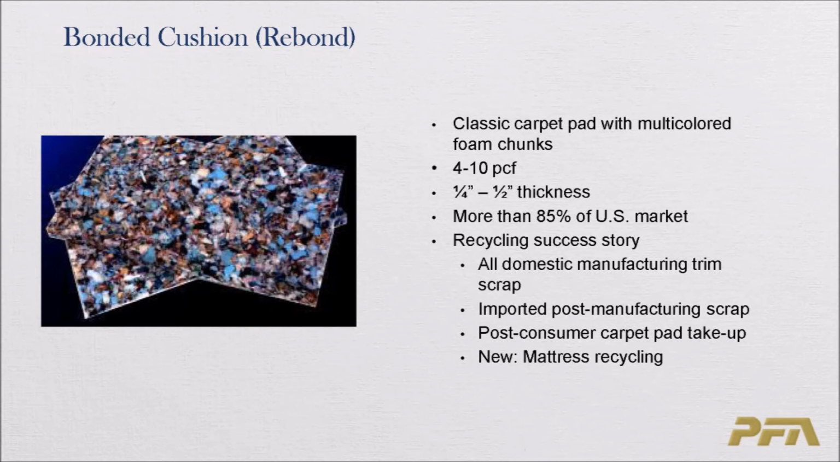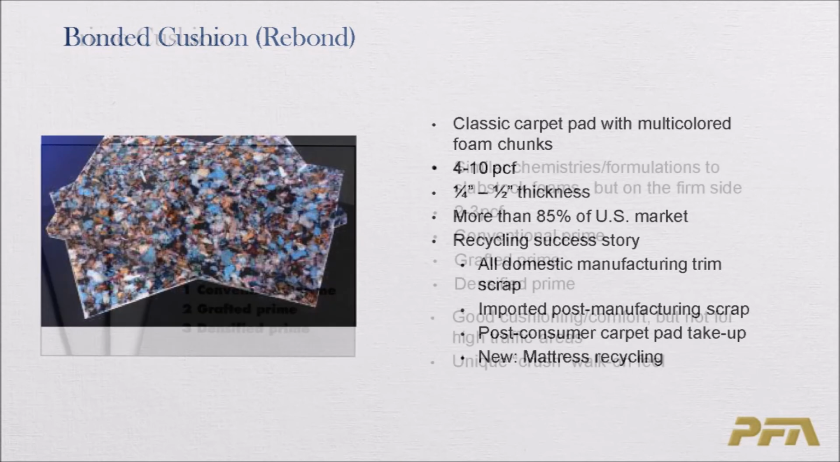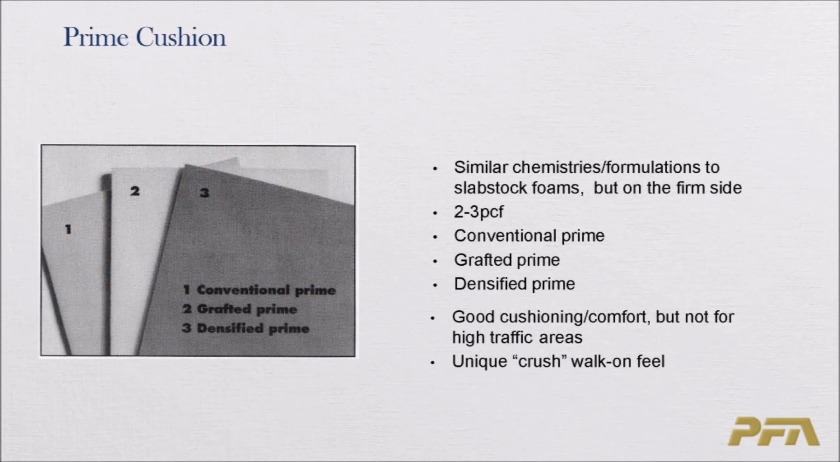One other advantage to rebond versus prime, which I'll get to on the next slide, where you make the foam fresh: rebond cushioning is actually considered a higher quality and higher performance foam. The prime cushion is made like slabstock foam, is relatively high hardness, and often uses grafted polyol in order to have that enhanced hardness. It's not quite as durable, as I mentioned before, as rebond, and so it's often used in low traffic areas.